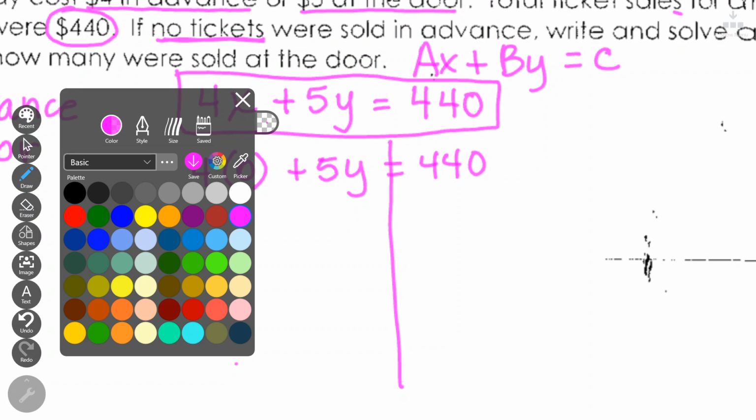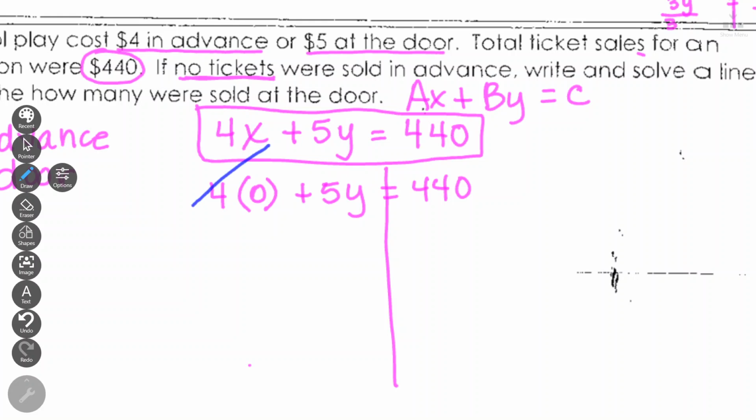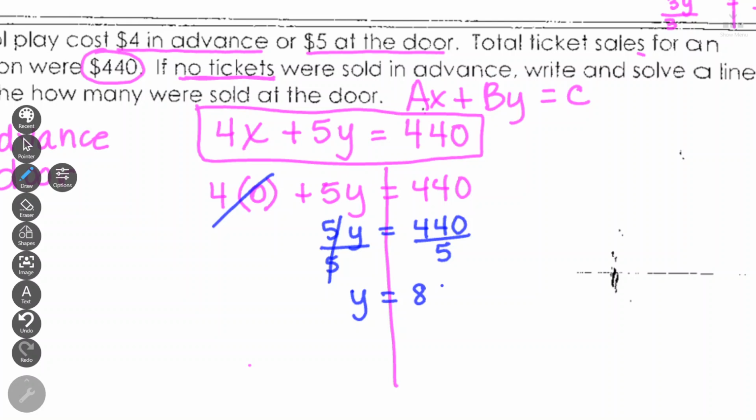Now, anything times 0 is what? You're right, 0, right? So we can cancel that out, all right? So then bring down your 5y equals 440. We've got to divide by 5 on both sides because 5 is being multiplied by y. So y equals 440 divided by 5. Use your calculator and you will get 88 tickets. So we know that 88 tickets were sold at the door.